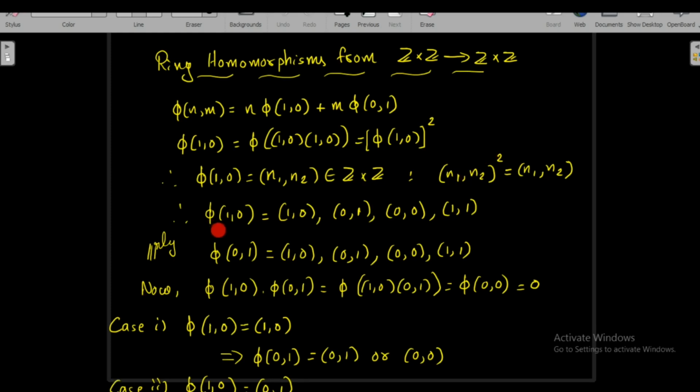So the possibilities of phi of 10 are 10, 01, 00 and 11. Similarly, the possibilities for phi of 01 are again 10, 01, 00 and 11. Like in the previous case, we note that phi of 10 into phi of 01 is phi of 10 into 01, that's equal to phi of 00, which should be equal to 0. So we will consider the different cases.